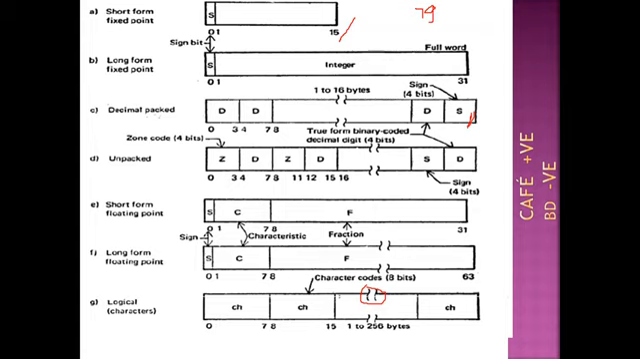The next one is the unpacked number. The only difference between packed and unpacked is, first, here also we are representing it using 4-bit BCD only. But here you have something called a zonal code.